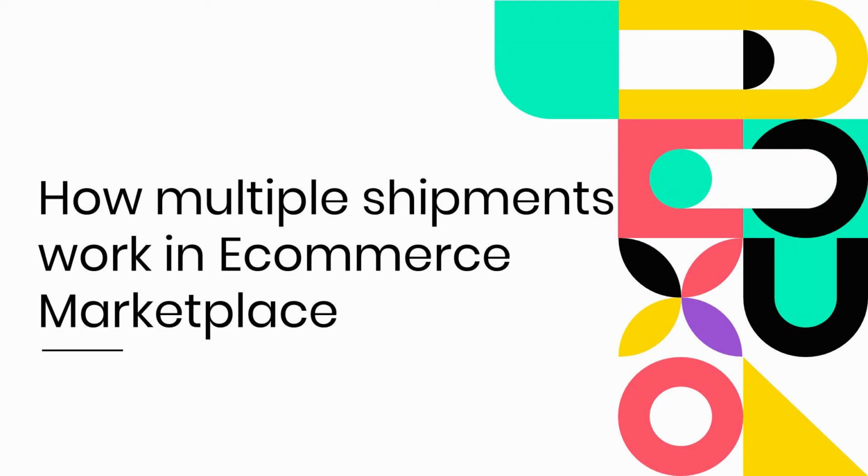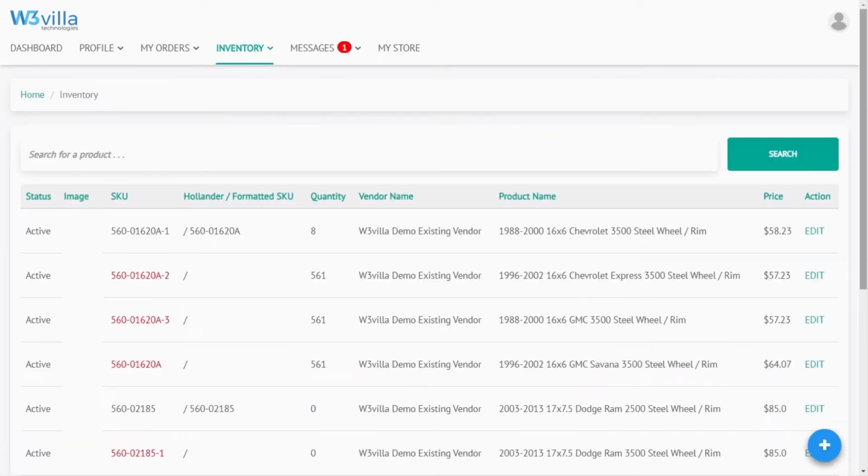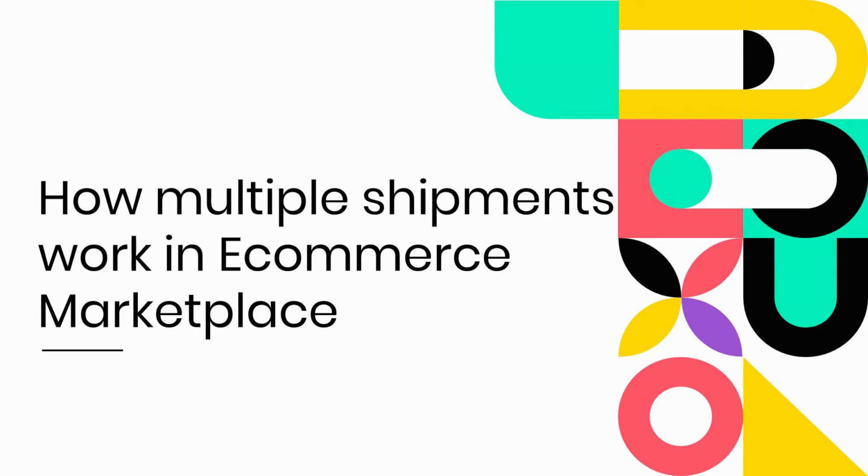In our last video of e-commerce marketplace, we saw how a vendor can add multiple stock locations via fulfillment settings and add multiple products in the inventory. In this video, we will understand how the multiple shipments and cancellation in an e-commerce marketplace work.